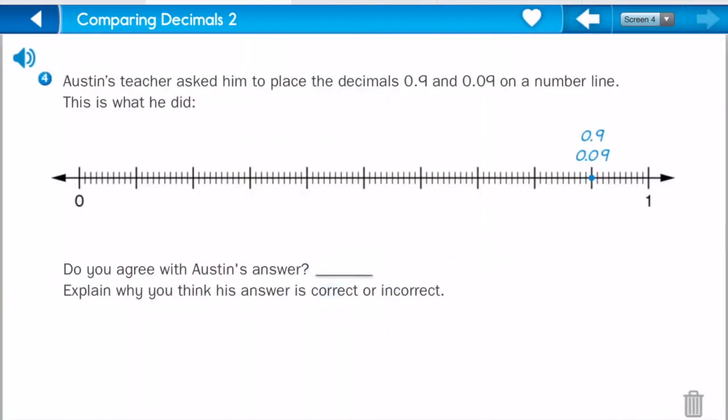All right, let's do number 4 together. Austin's teacher asked him to place the decimals 0.9 and 0.09 on a number line. This is what he did. So he put them both in the same place. Do you agree with Austin's answer? Explain why you think the answer is correct or incorrect.